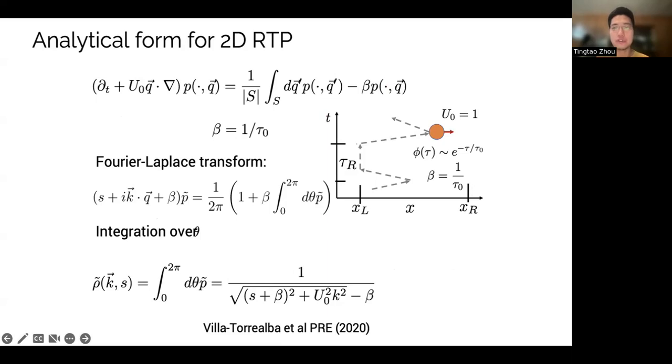Also, just a small remark: for the run-and-tumble particle, you can actually get a solution analytically, but only in Fourier-Laplace space. So technically, in principle, if we can conduct the inverse transform, then we actually can write down the distribution.